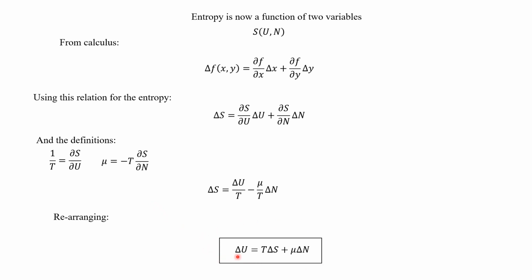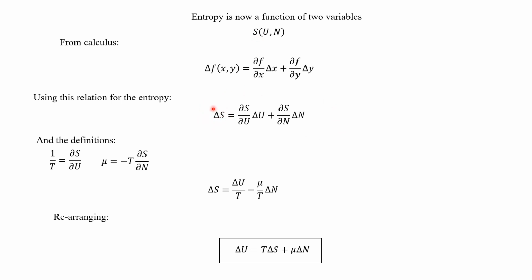To conclude this lecture, we need to derive this expression that we're going to use next time. So delta here again denotes a small variation. What we want is to find an expression for delta S in terms of delta U and delta N. And to do that, we can use the expression from calculus. So this is the expression for a small variation of a general function of two variables. Then we use it for the entropy.